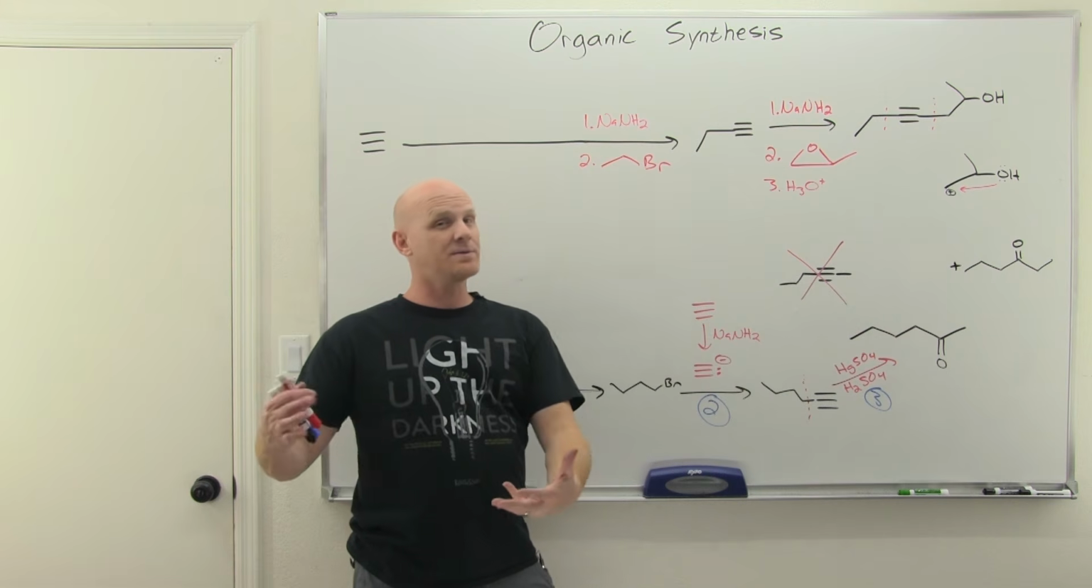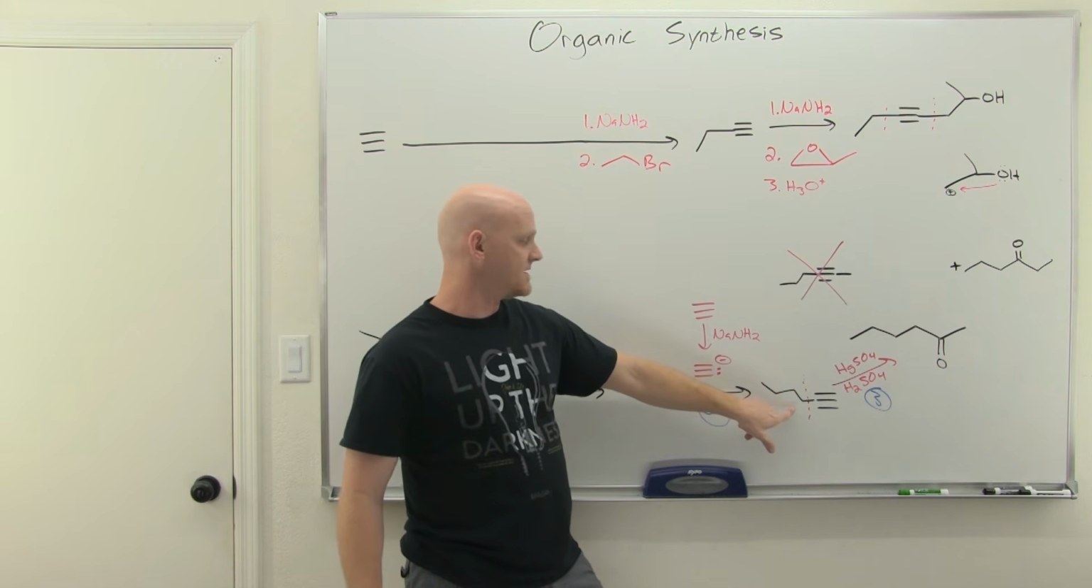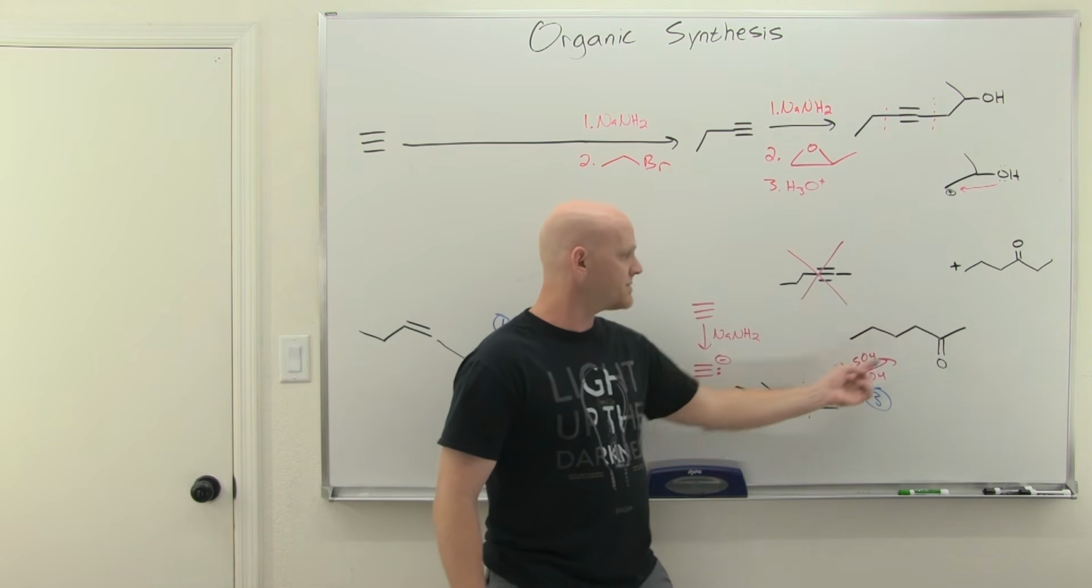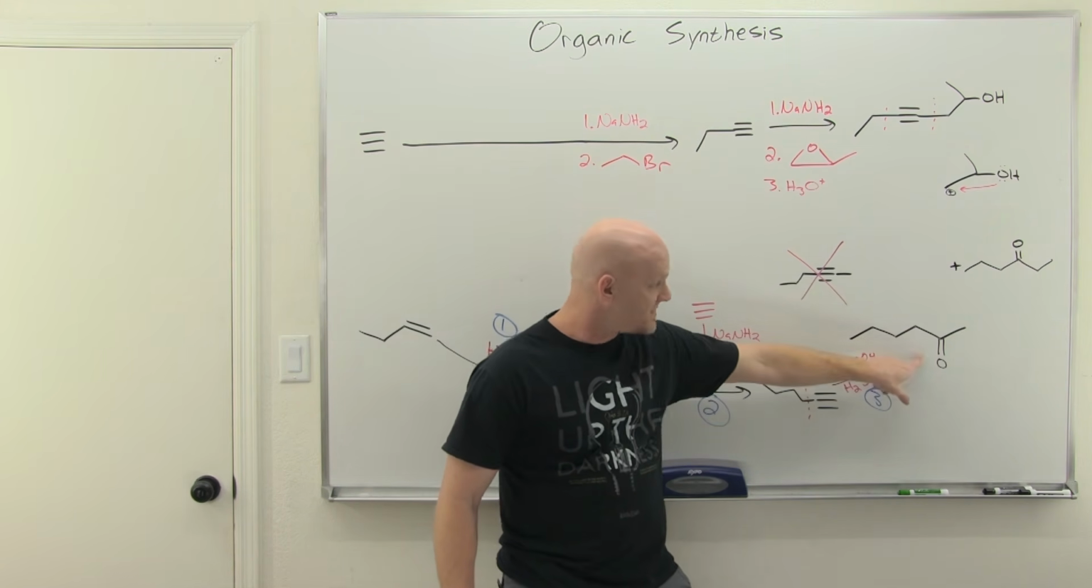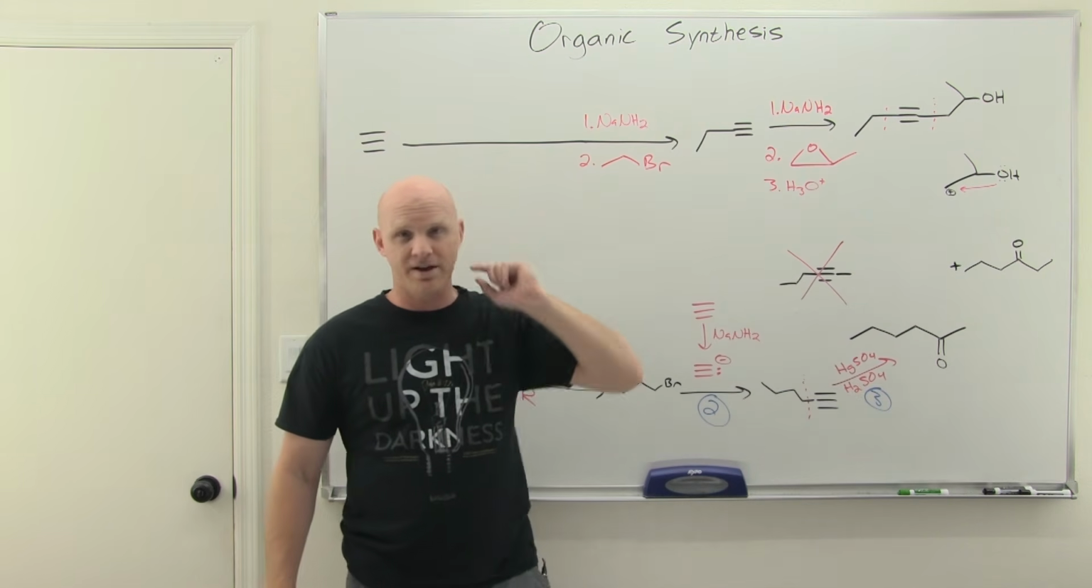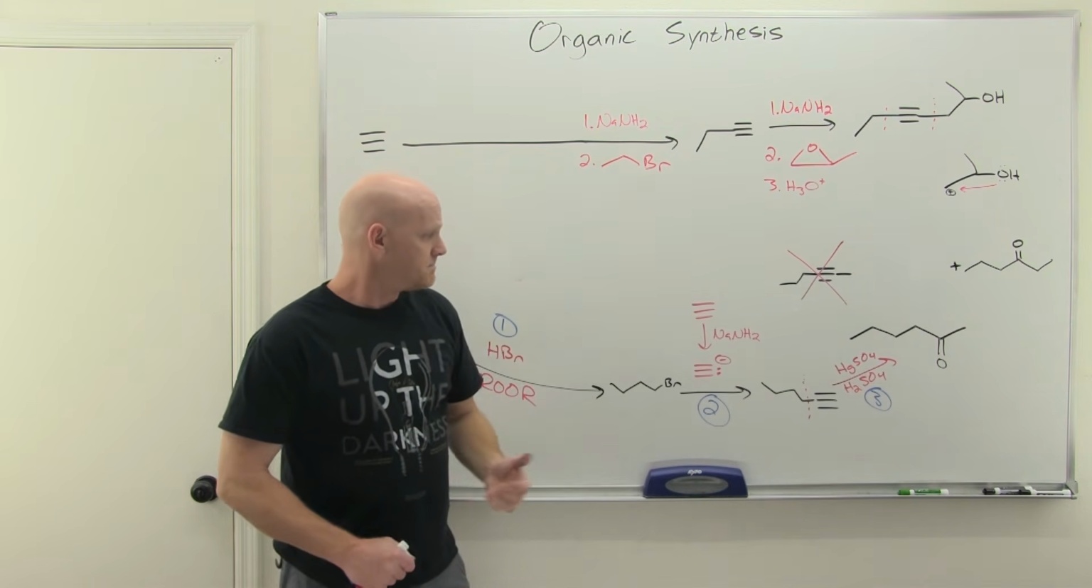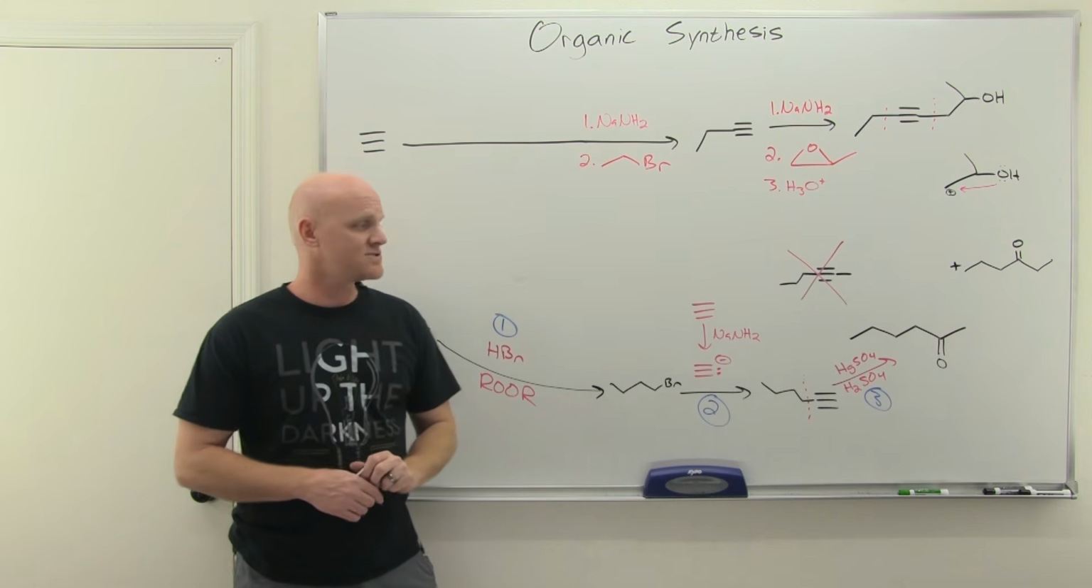Sometimes that's unavoidable, but in our case, we did have a way to avoid this, because in this case with the terminal alkyne, we could go the Markovnikov route and get this as the major product, the single major product. So life was good. Just keep that kind of thing in mind as well.